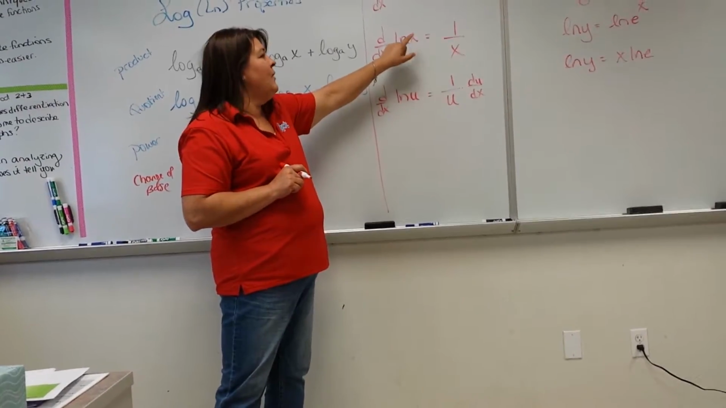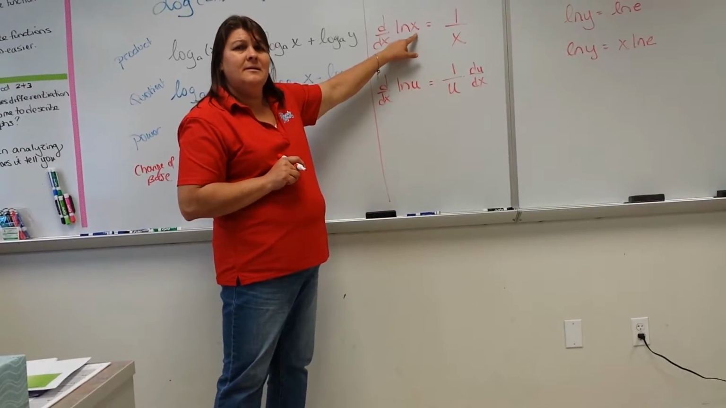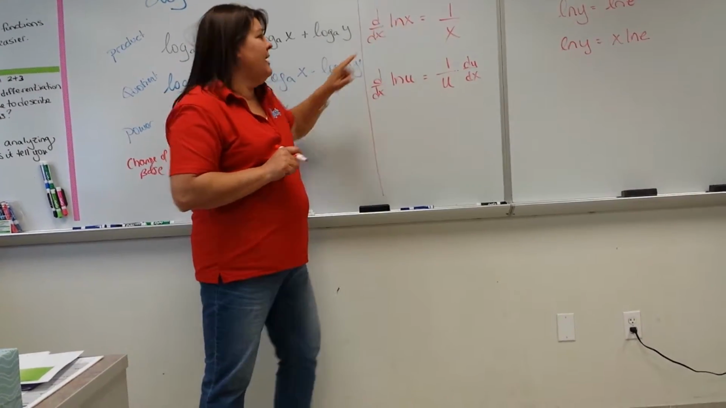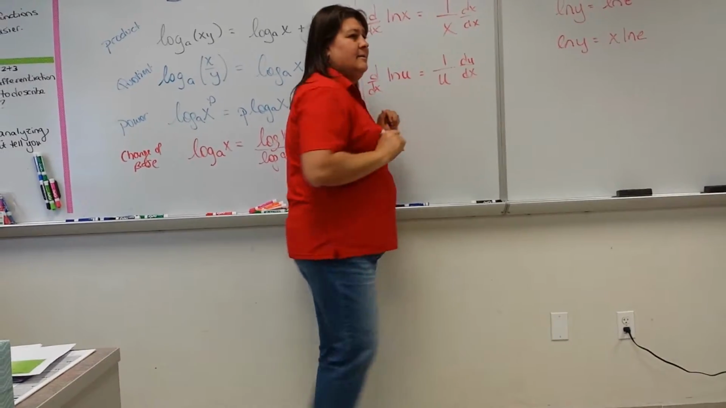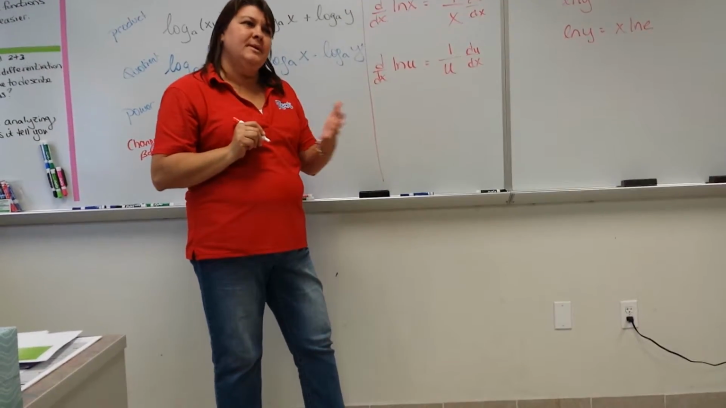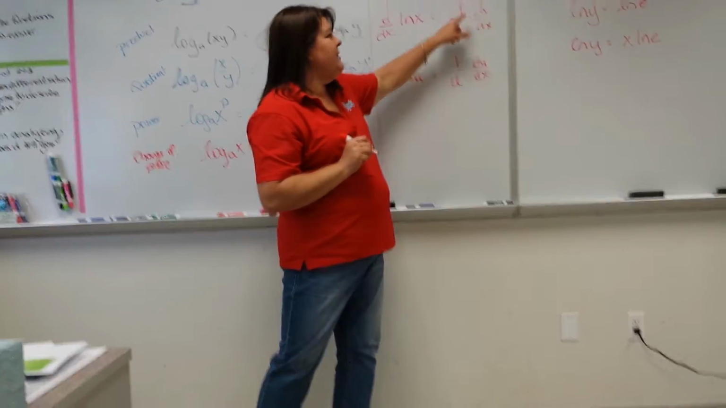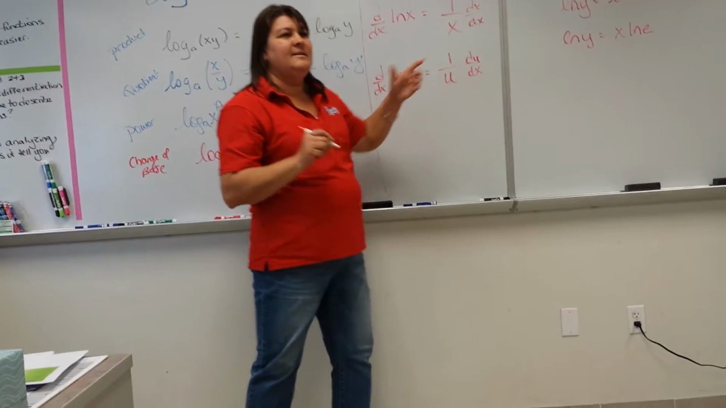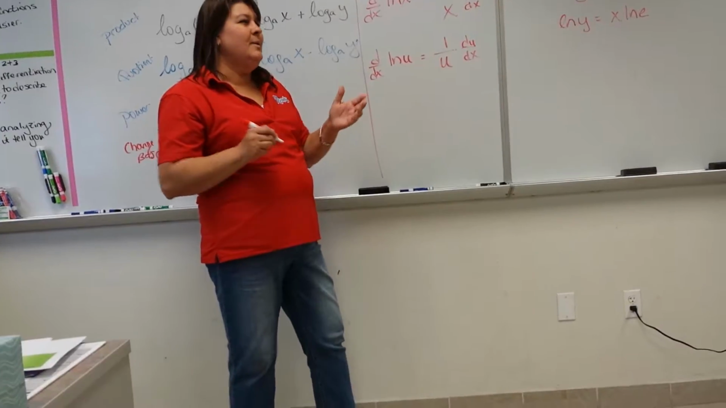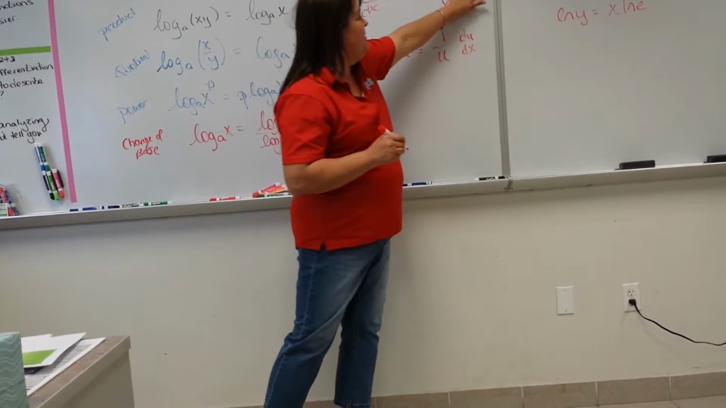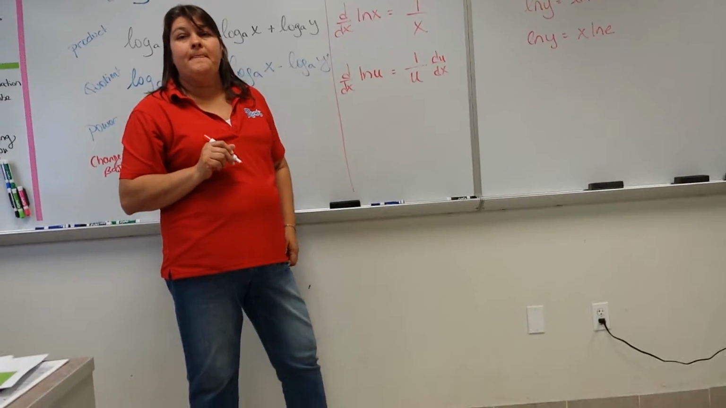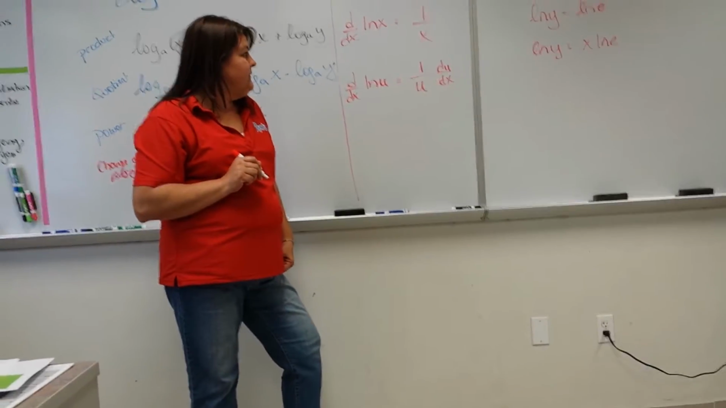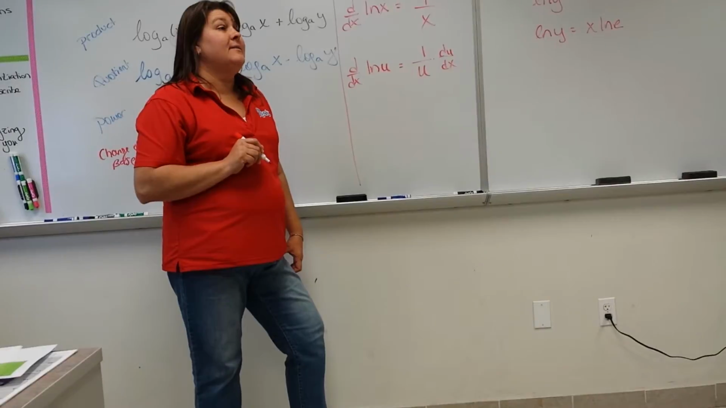Because what's the derivative of x? 1 over x, right? And I would put dx over dx beside it. Does that sound familiar from last year? I took the derivative of x with respect to x. What is dx over dx equal to? 1. So do I need to write that there? No. So we just naturally don't look at it. 1 over x is the same thing as x to the negative 1, right? Yes.